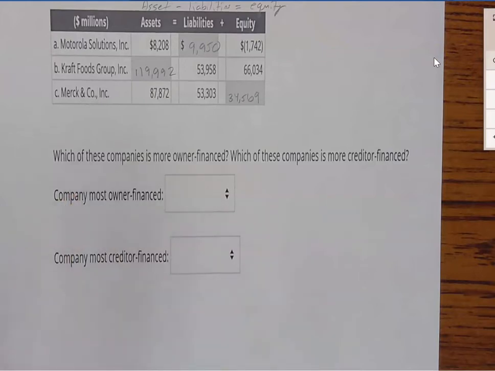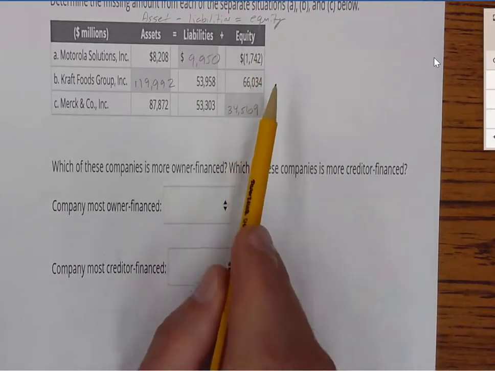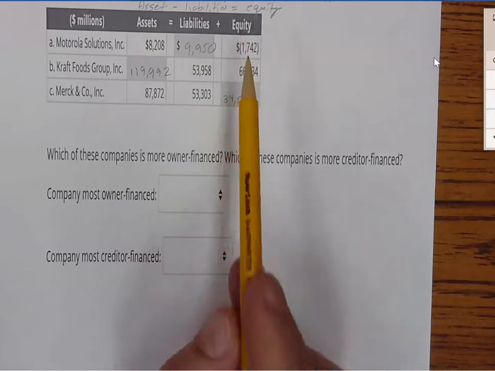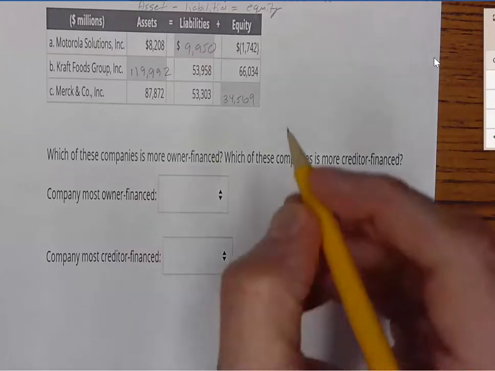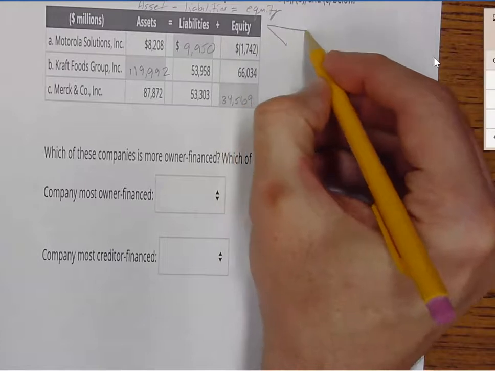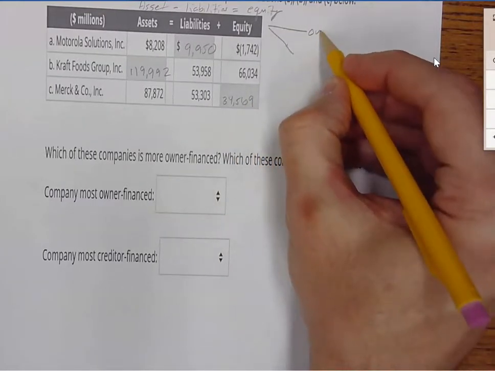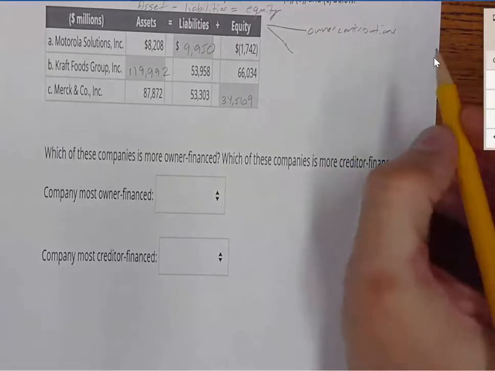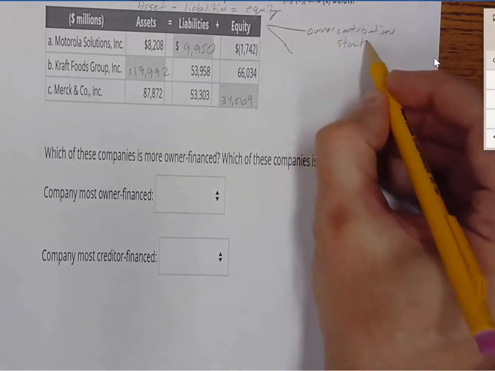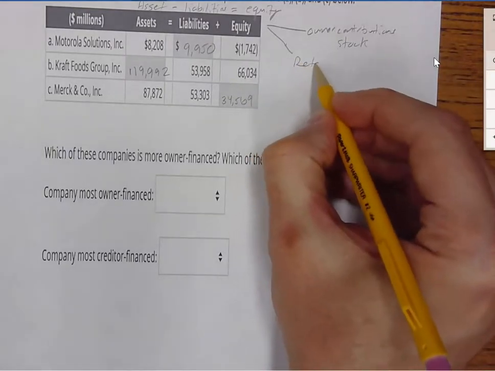Down here in the second part of the question, it asks which of these companies is more owner financed, and which is more creditor financed. This is a fairly heady concept, because we need to know the components of equity to answer it. Equity is comprised of two things: owner contributions, otherwise known as stock, and also retained earnings.